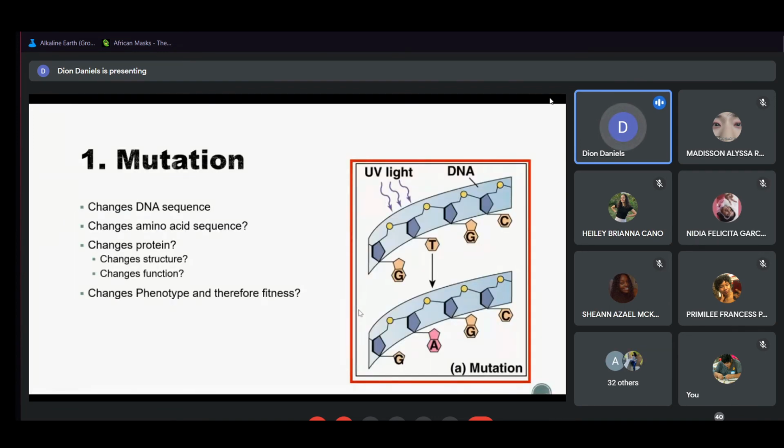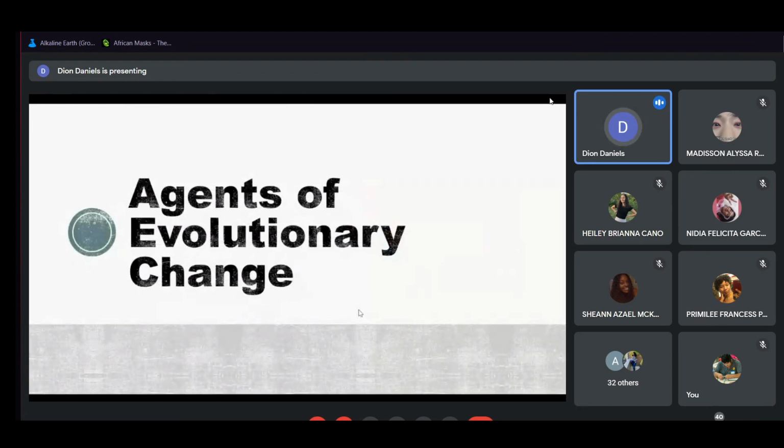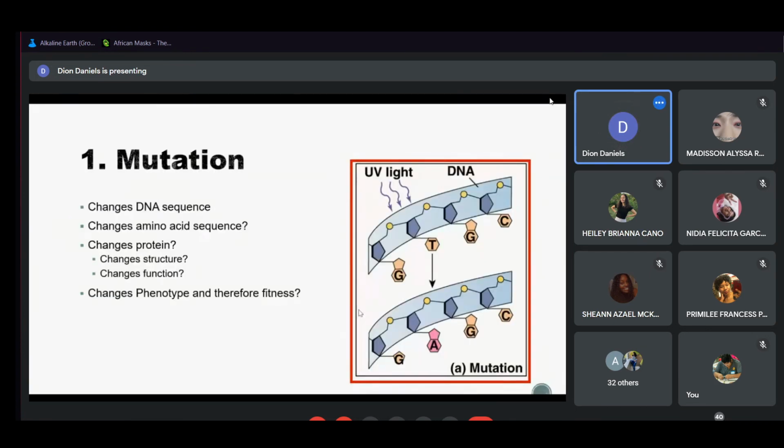All right, so today what we're going to talk about is agents of evolutionary change. You should be watching 2 videos today. The agents of evolutionary change. So we've got 5 main things we're going to talk about. So one is mutation. Now, mutation is any change in the DNA sequence.